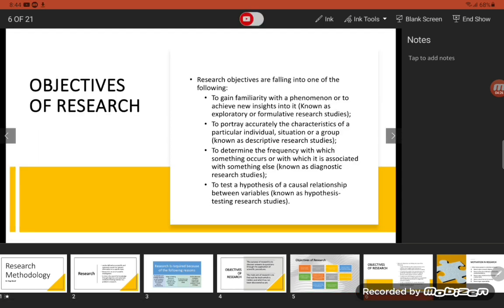So objectives of research fall into one of the following. Number one, to gain familiarity with a phenomena. Number two, portray accurately the characteristics of a particular individual, situation, or group of people. Determine the frequency with which something occurs or with which it is associated with something else. And finally, to test the hypothesis for a causal relationship between two variables. So these are the groups of objectives in which any research paper should fall in one of them.